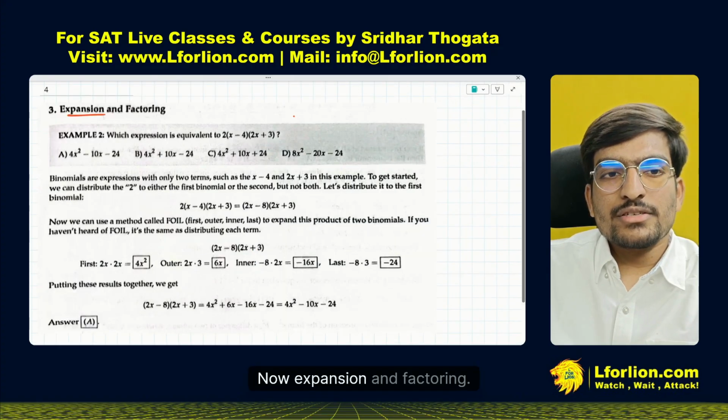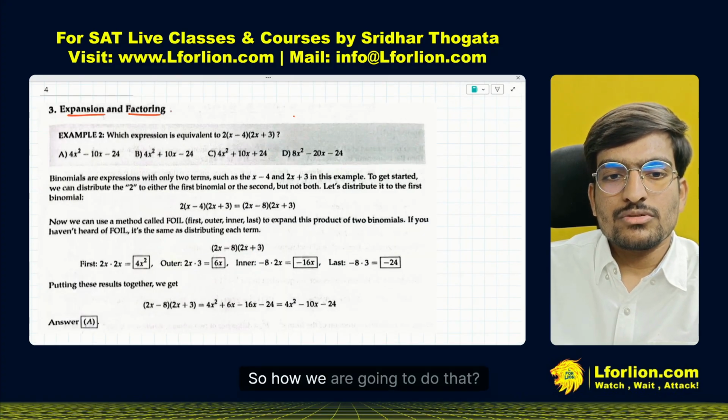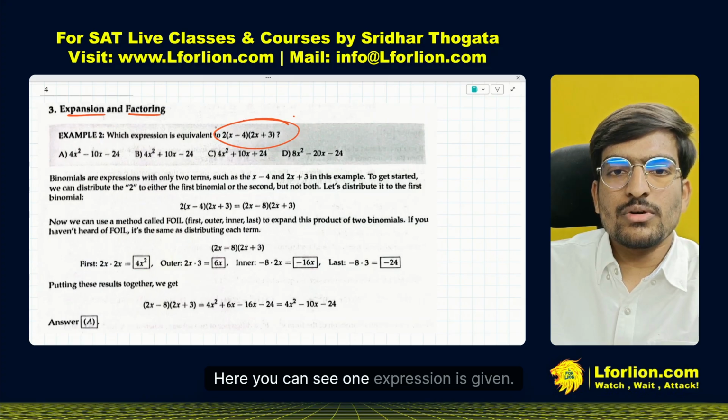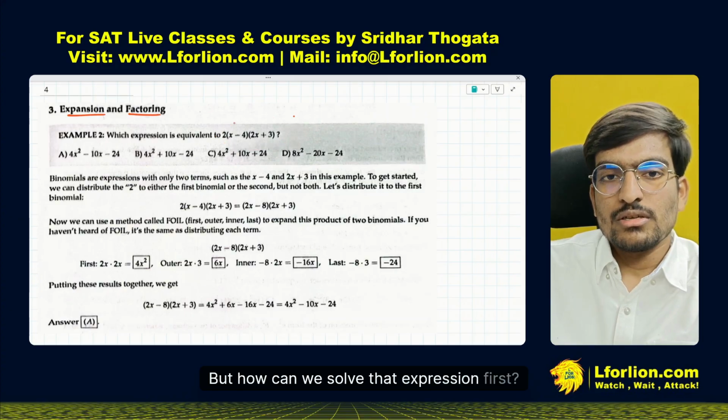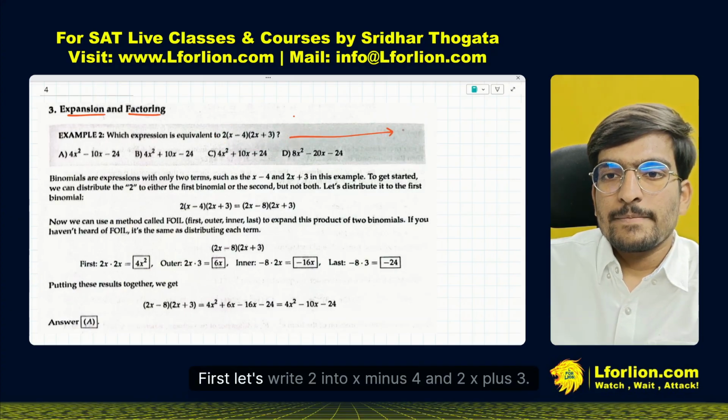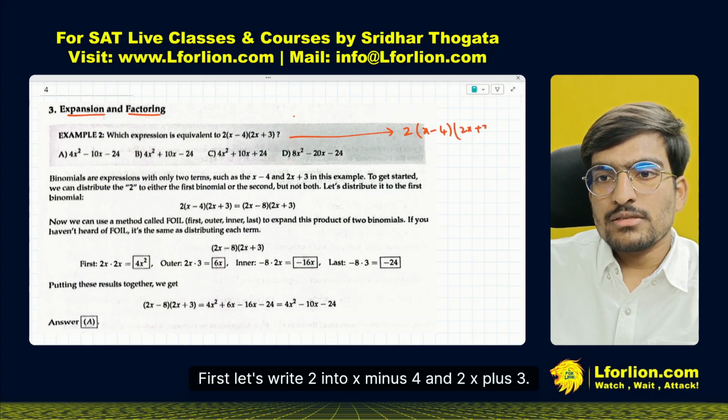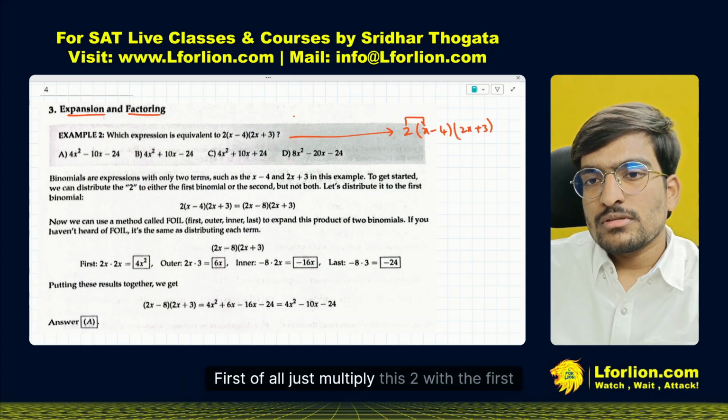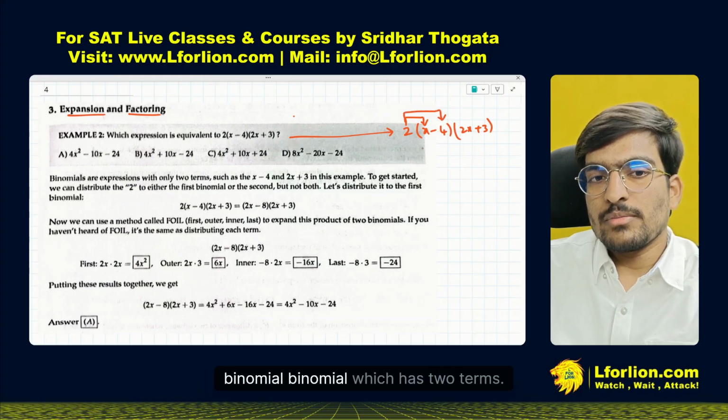Now expansion and factoring. So how are we going to do that? Here you can see one expression is given, we have to solve it and go with one option. But how can we solve that expression? First, let's write 2 into (x minus 4) and (2x plus 3). First of all, just multiply this 2 with the first binomial, which has two terms.